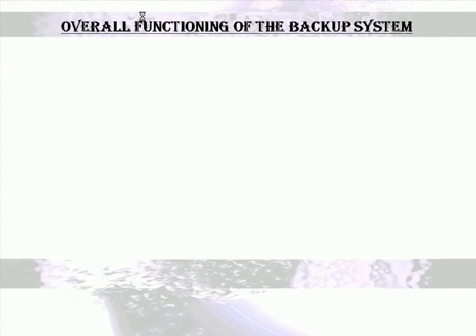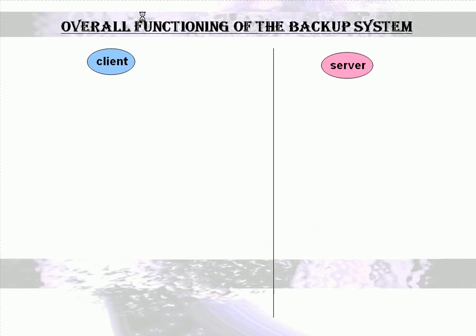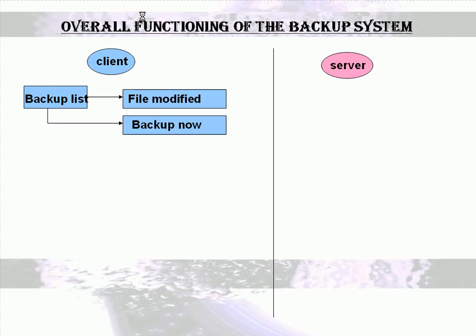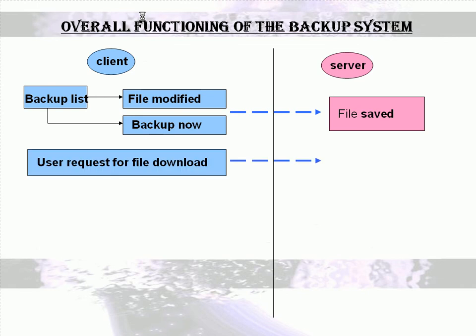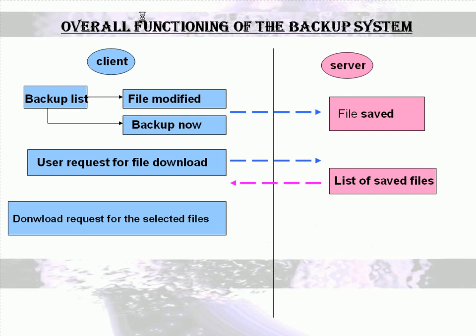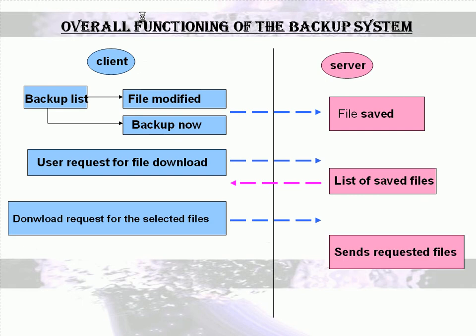Now let us have a look at the overall functioning of the backup system. We have the client side and the server side. The backup list, the files can be modified, or we can have a backup now of all the files. Files are saved on the server. Whenever the user requests a file download, a list of the saved files is transferred to the client, from where the client can prepare his own download list and get an instant download from the server. And at last, we have the server cleanup.